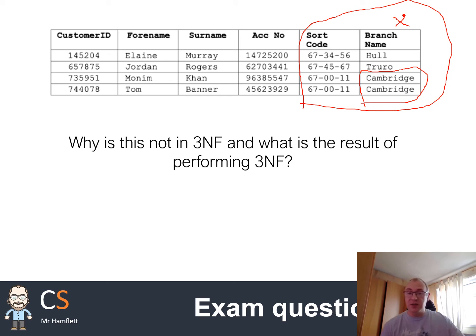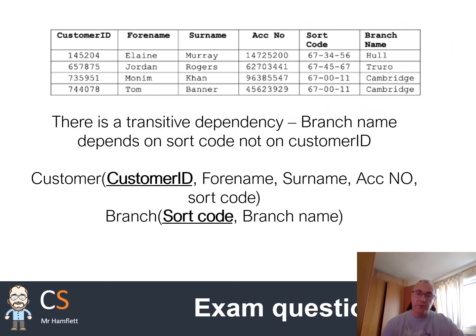Well, the branch name is dependent on the sort code, and the sort code is dependent on the customer. Okay, there's your transitive dependency effectively. So it's a transitive dependency: branch name depends on the sort code but not on the customer ID. So breaking this up, we're going to have the customer ID, full name, account number. That's unique to the customer.